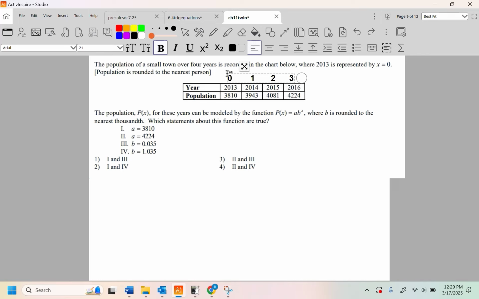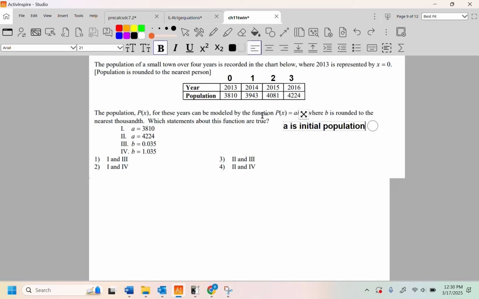The population P of x for these years can be modeled by the function P of x equals a times b to the x, where b is rounded to the nearest thousandth, that's third decimal. Which statements about this function are true? Now, a is the initial population. That is a given. A is going to be 3810.